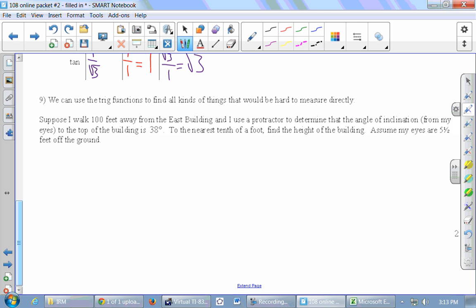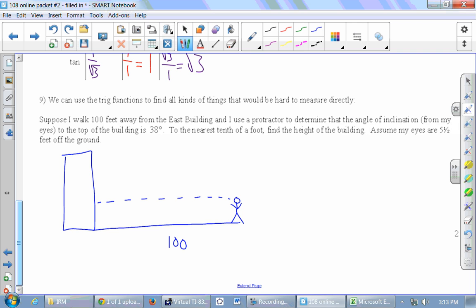Okay, so let's draw right here. So we've got the east building, not to scale, and then I walk 100 feet away, and then my eyes are someplace up here off the ground a little bit. I'll draw horizontal, and then I'll draw up to the top of the building, and it says the angle of inclination is 38 degrees. So that's this angle in here.